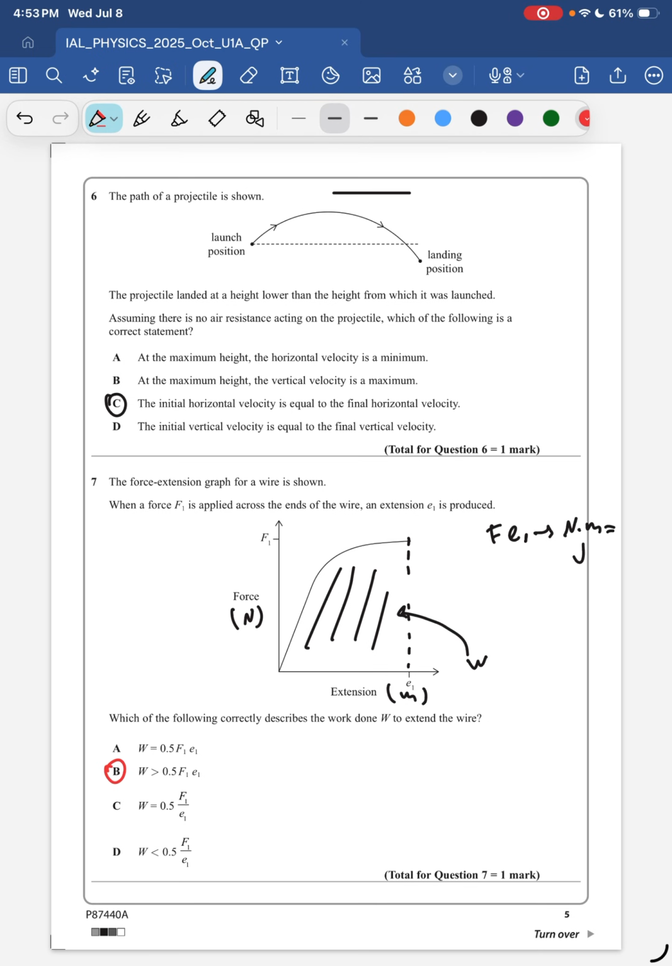C and D are totally wrong, because you have the wrong dimensions, because they divide. This is newtons over meters, so that will not be a work. C and D actually show a quantity like the spring constant, which has units of newtons per meter, not the work done. So C and D are totally wrong. B is the correct answer.